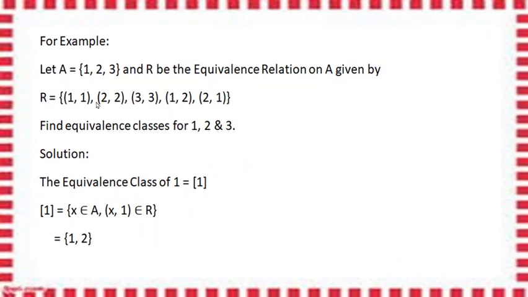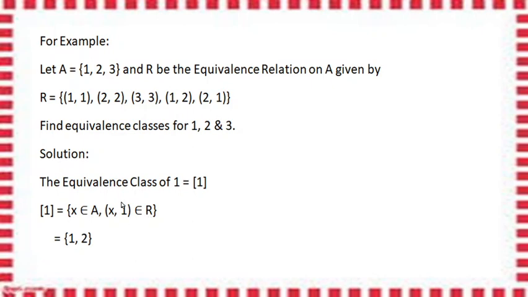Let's take one example to understand this concept. Let A be {1, 2, 3}. These three elements are there in set A and R be an equivalence relation. This is already given because this is the mandatory condition that R should be an equivalence relation. Now the relation is given like this. Find equivalence classes for 1, 2 and 3. So first of all, let's talk about the equivalence class of 1. This is the notation, that's how we write the equivalence class, equal to x, all those x belonging to A, and here xRa means the ordered pair should belong to the relation.